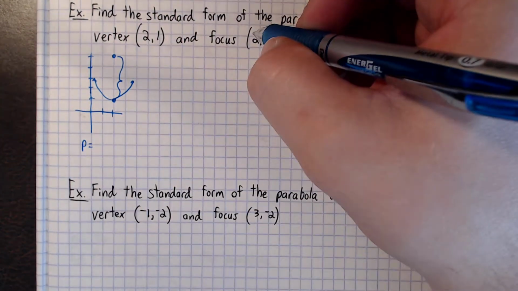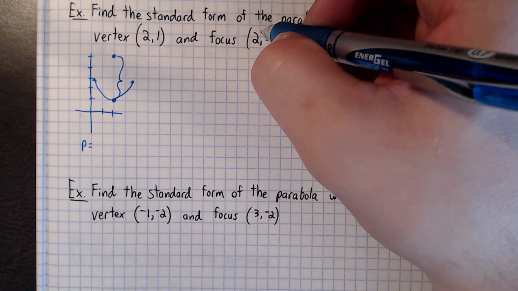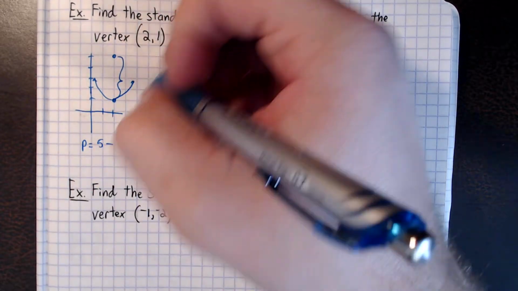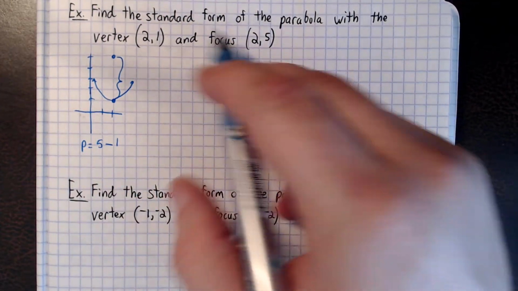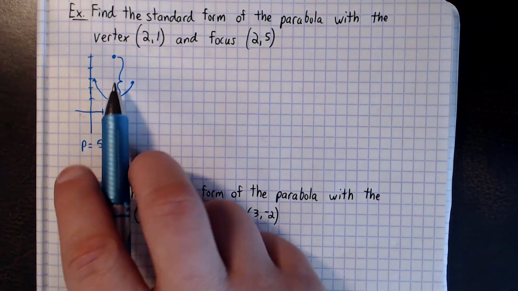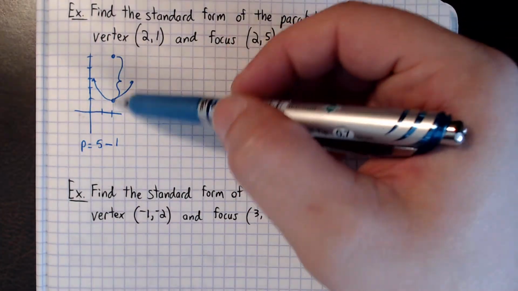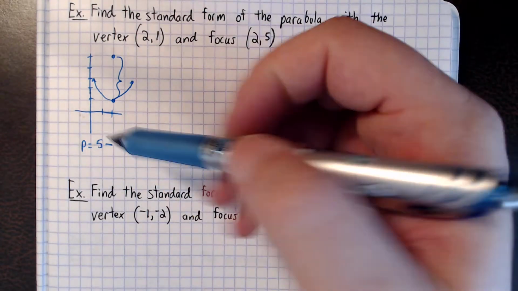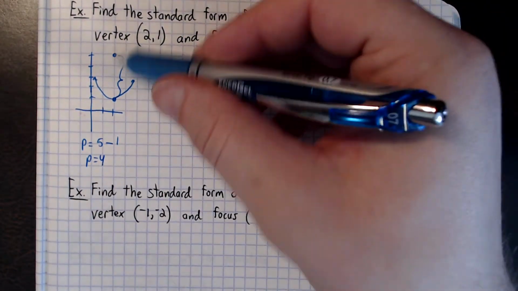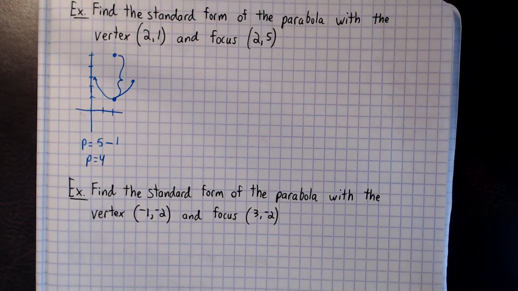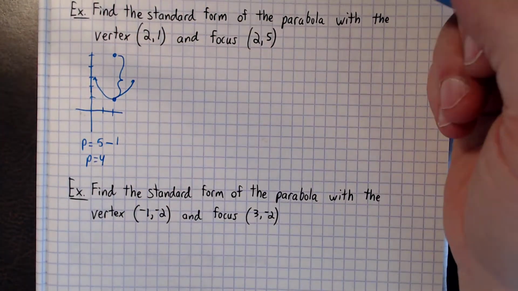Now P is going to be the distance between those. So I take my focus and I subtract my vertex. And I know that I'm using the 5 and the 1 because if I use the 2's, I'm not going anywhere. Those are my x's. I know that the difference here would be between my y's. So we know that the distance here for P is 4. And we could have really counted that too if we wanted to, but this is more meant to see what's going on.